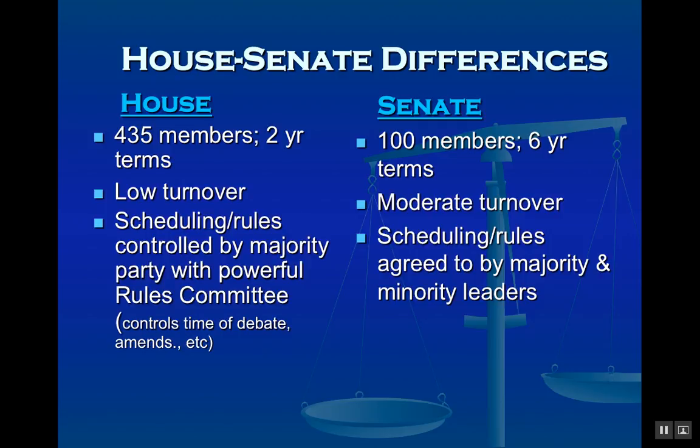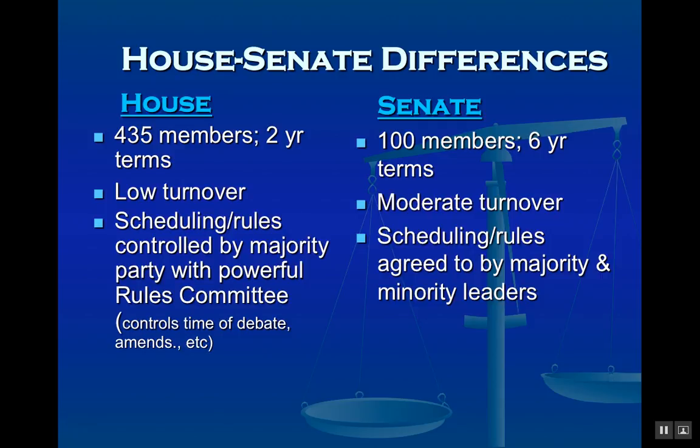Whereas, again, since the House people can focus on smaller geographic areas, people tend to build closer relationships with them, and it tends to be a little bit less based on party stuff in the House and more based on stuff that a geographic area needs.